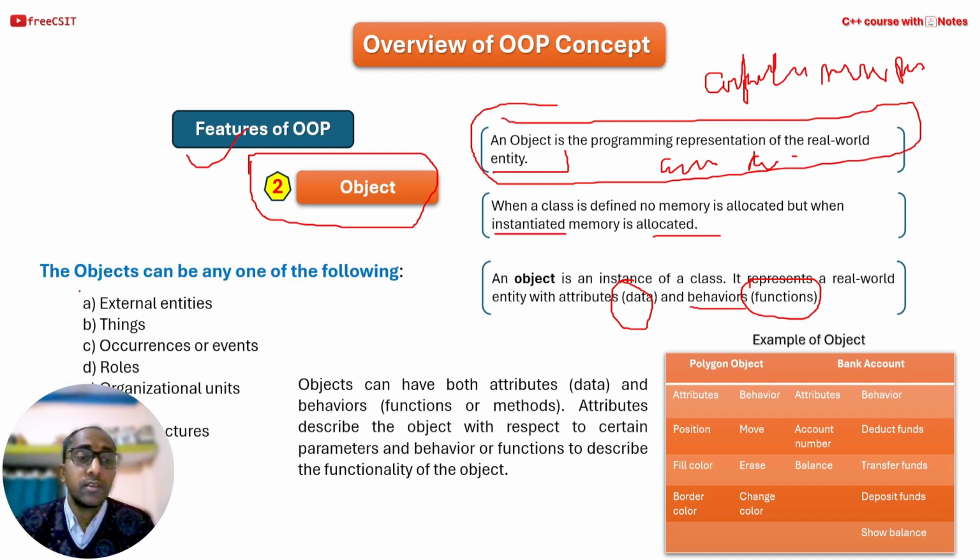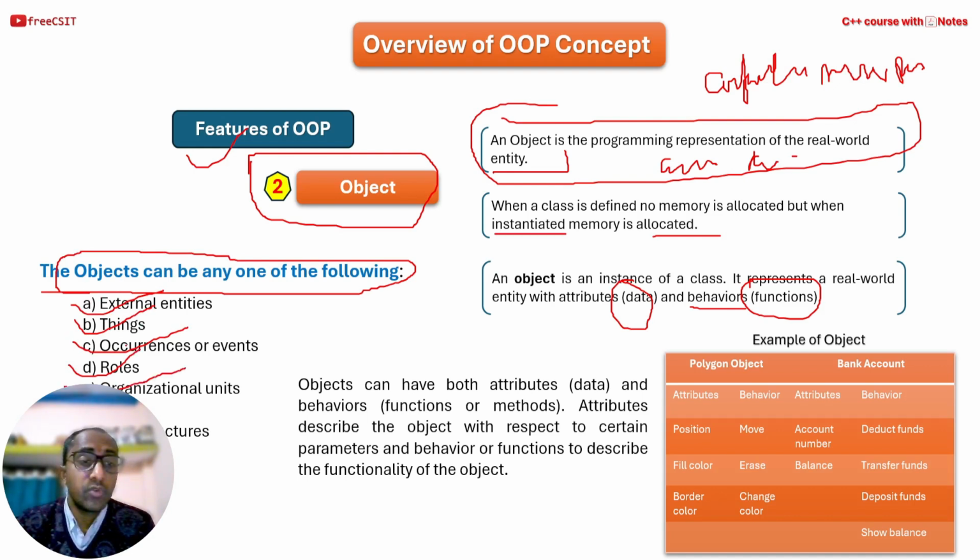I'll show you about this. And the object can have any of the following. What will be the external entities? Any things, occurrence of events, roles, organization units, places, data structure. It means objects can be one of these. So an object can have both attributes, data, and behaviors, functions or methods. It means this is the object.